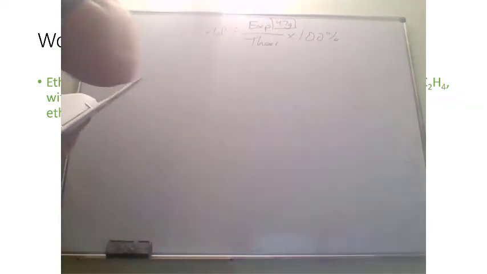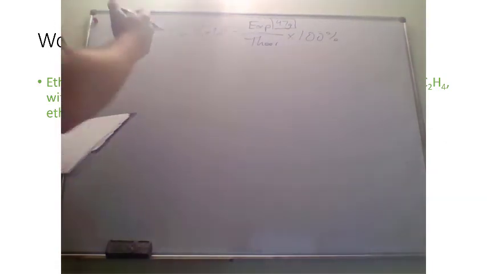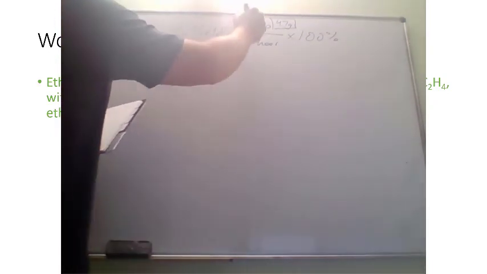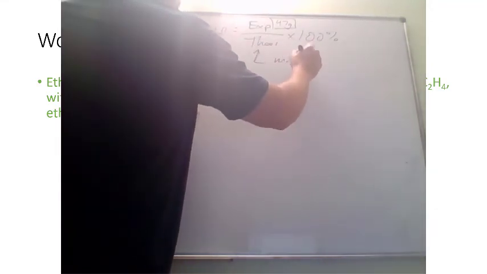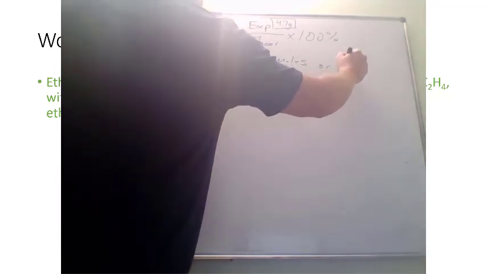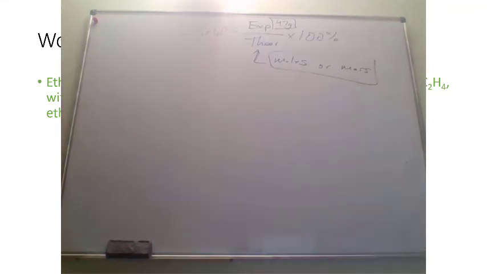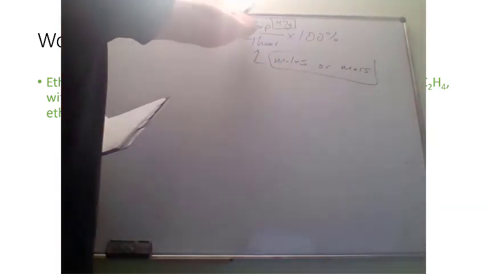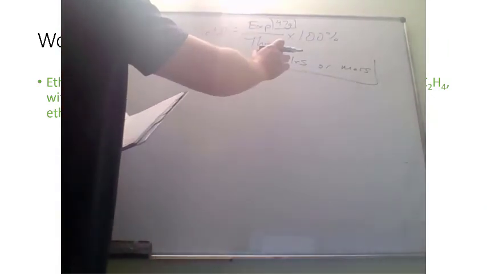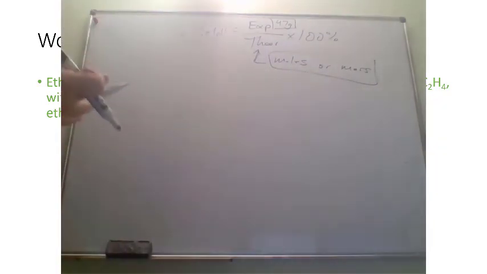One more note that I want to pass on about percent yield. These experimental or theoretical values here can either be in moles or can be in mass. It doesn't matter. You can solve the problem in either way. The only thing is, the top and the bottom have to be the same. So either experimental and theoretical both have to be in moles, or experimental and theoretical both have to be in mass. You can't mix the two.